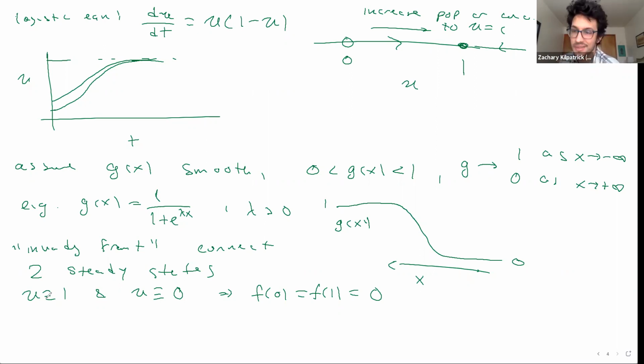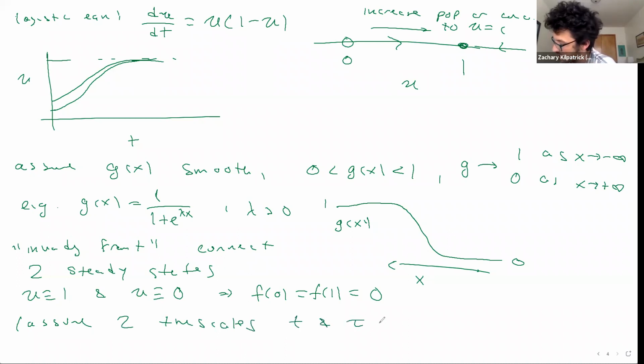Method of multiple scales. Okay, so this is our last foray into the method of multiple scales. In order to get that, we're going to assume two time scales. You could also use an additional spatial scale, but you don't need it here.